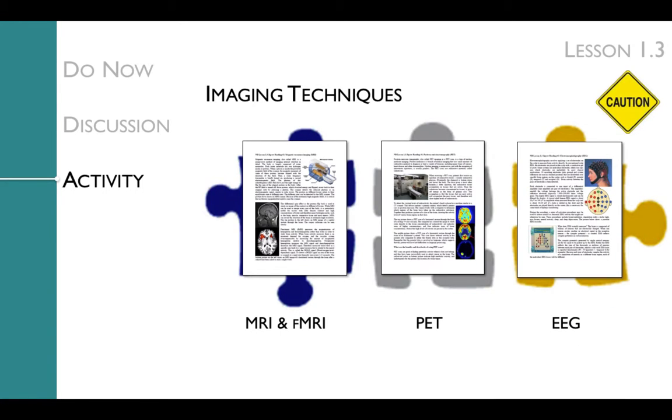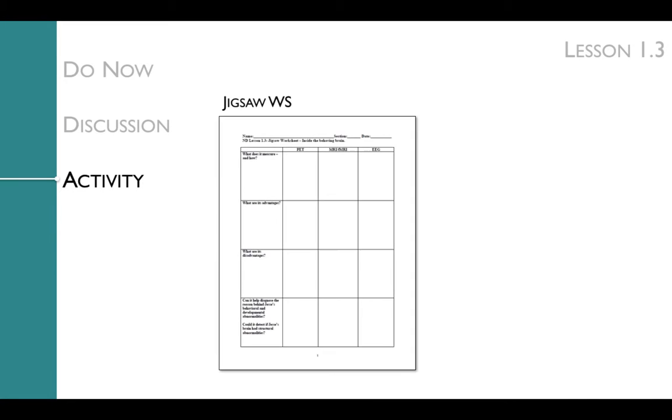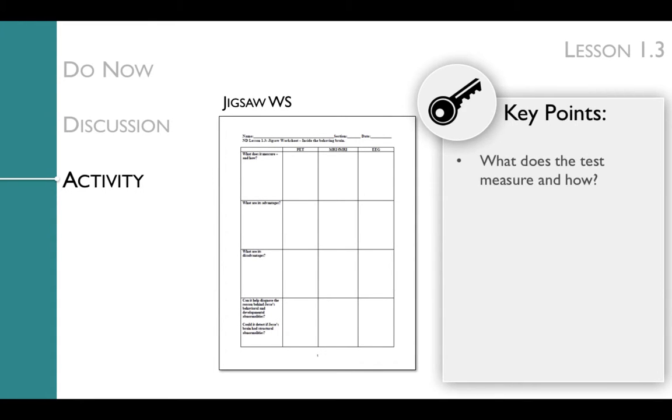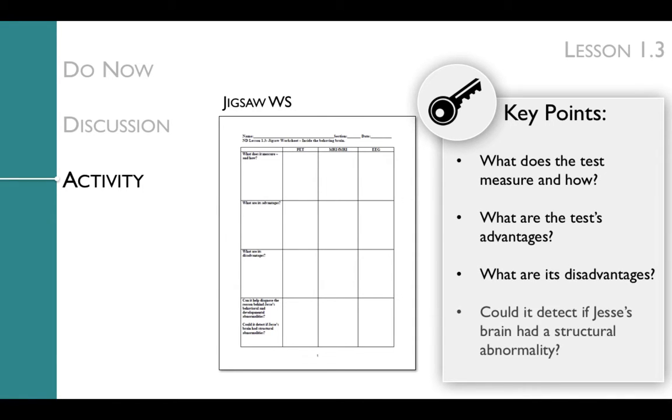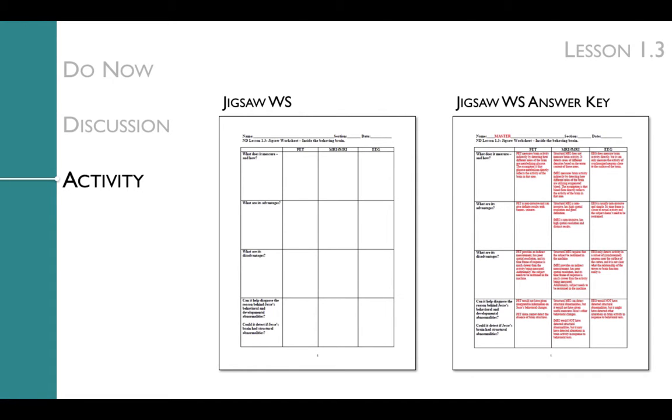And caution, you'll want to be sure to double-check that the jigsaw readings are at an appropriate reading level for your students. To help students focus on the most important details of each of the technologies, give each student a jigsaw worksheet that has them take notes on those key points, which again are, what does the test measure and how, what are the test's advantages, what are its disadvantages, and could it detect if Jessie's brain had a structural abnormality. You can review all of this information in the jigsaw worksheet answer key.